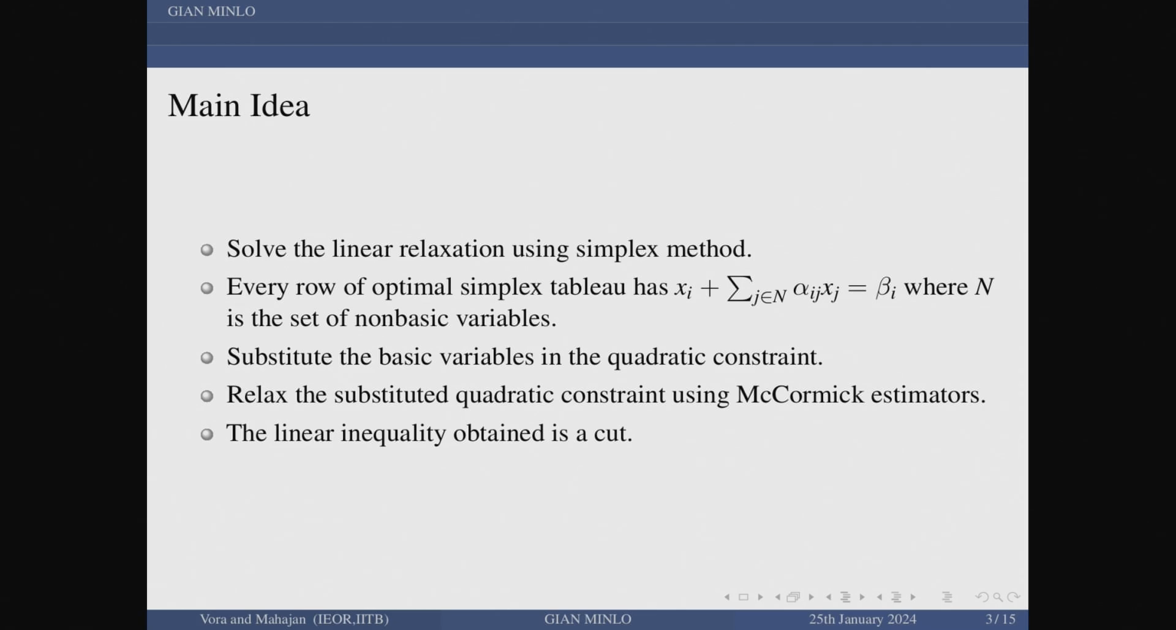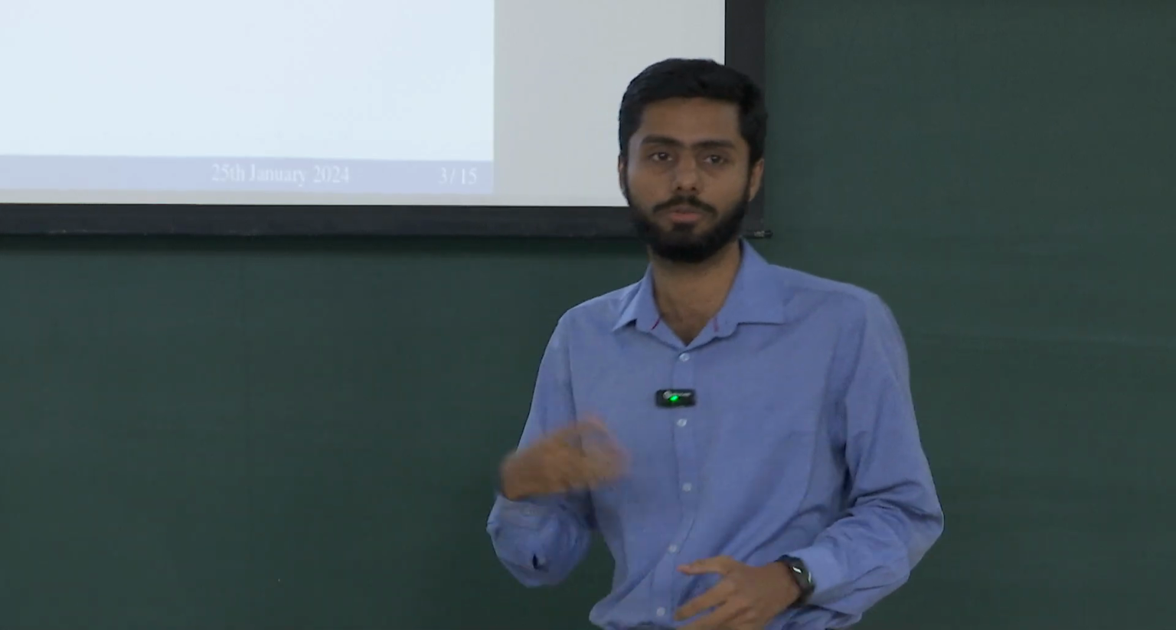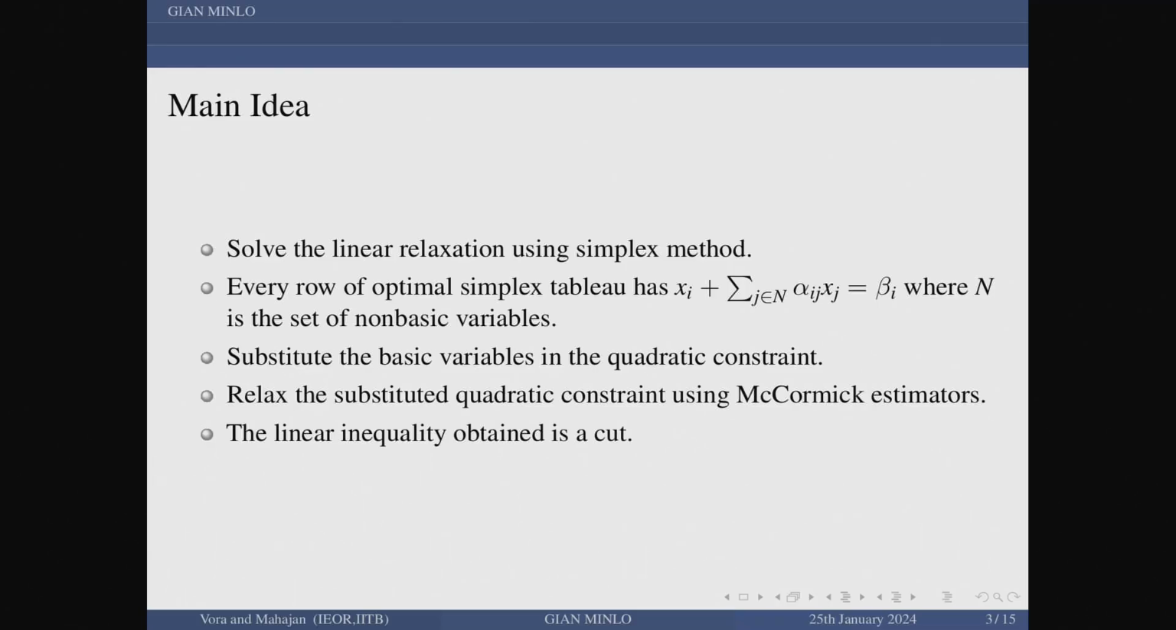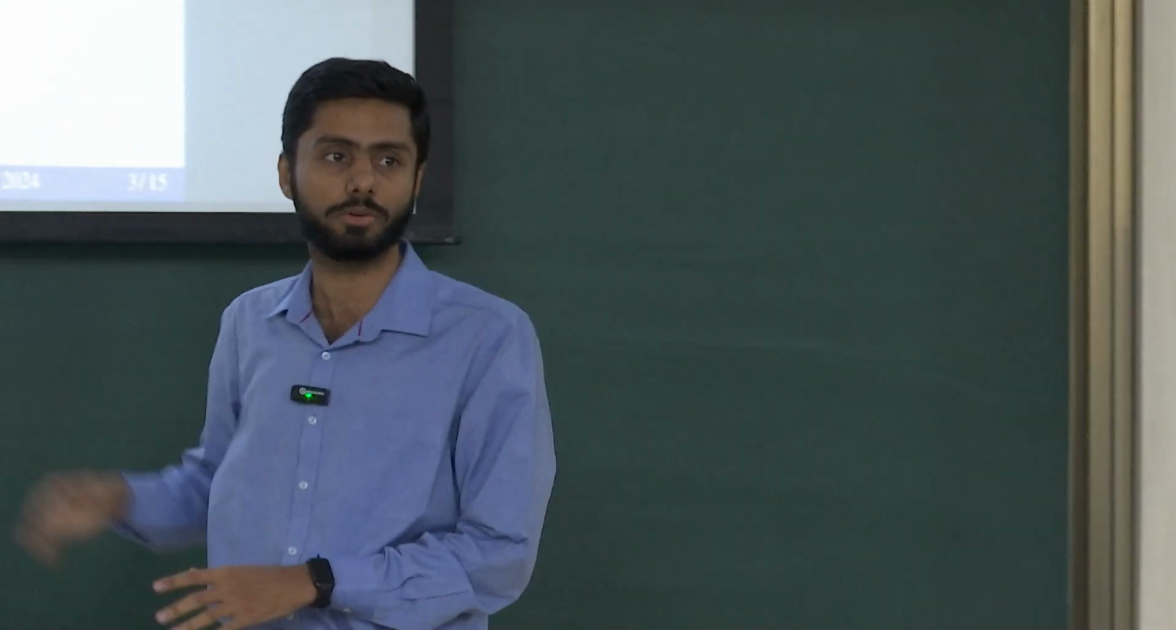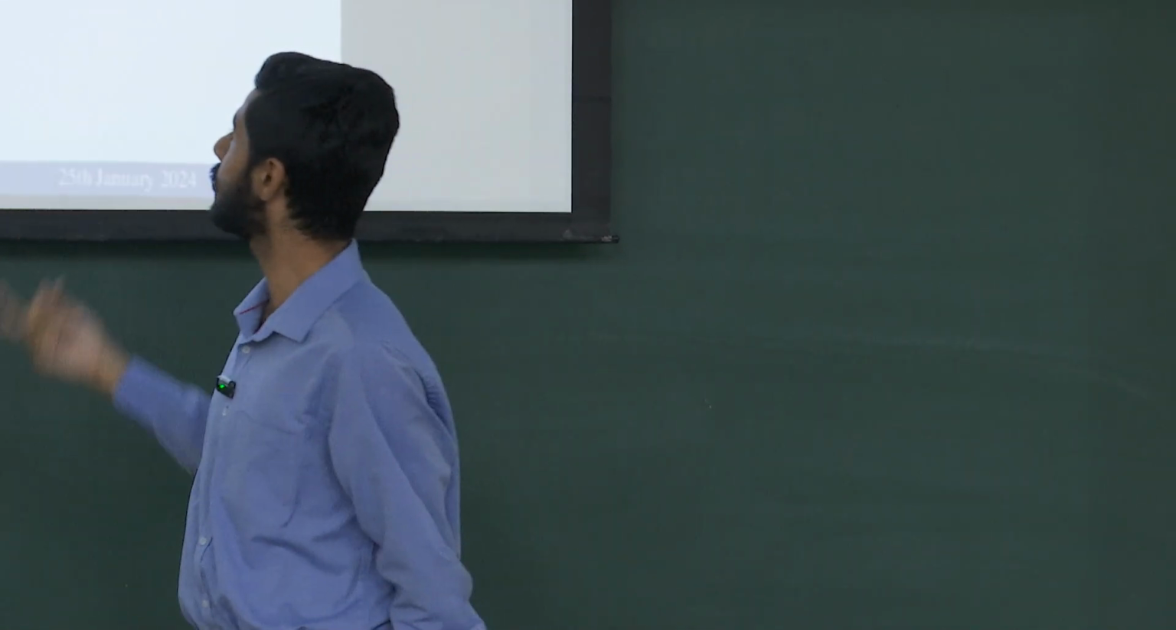You first solve the linear relaxation and notice the optimal simplex tableau. If you are solving a linear relaxation using the simplex method, which is generally the algorithm of choice, or even if you are not, this is always possible. You can notice that the optimal simplex tableau has rows of that form. You have a basic variable xi and some combination of non-basic variables which will be equal to some right hand side. This is how your simplex tableau will look, whether it's optimal or not, and the optimal of course would look like that.